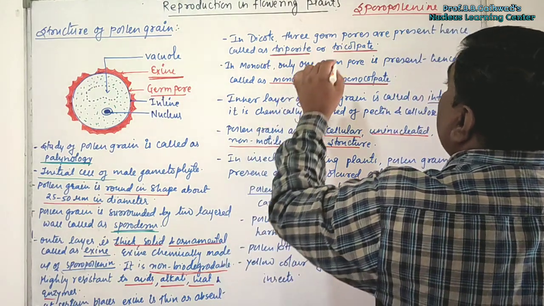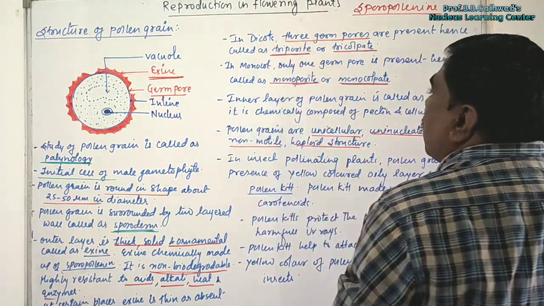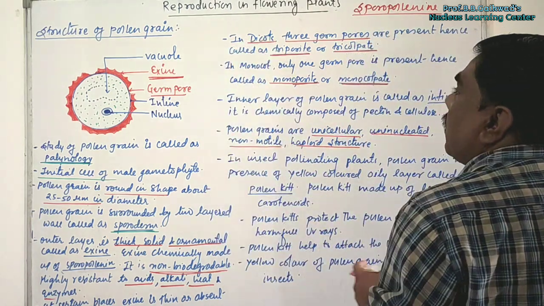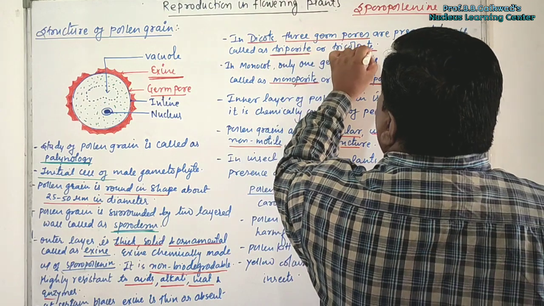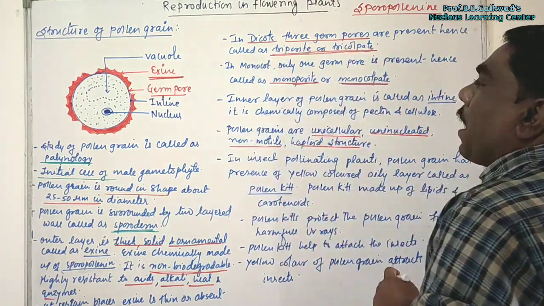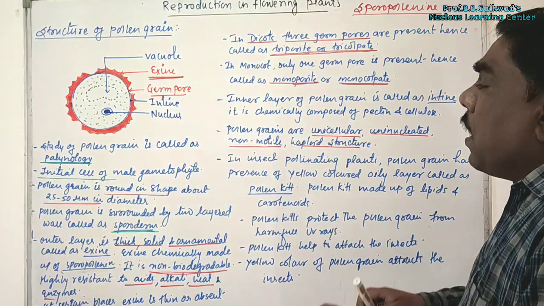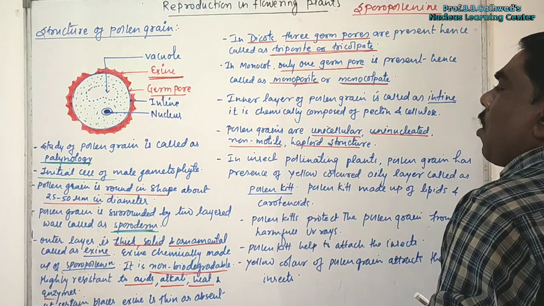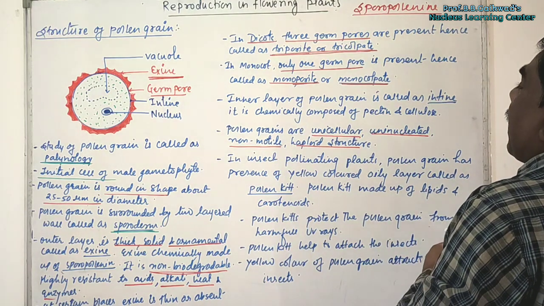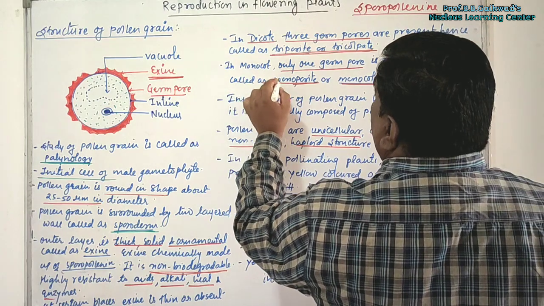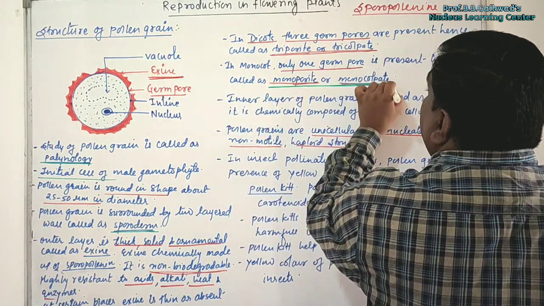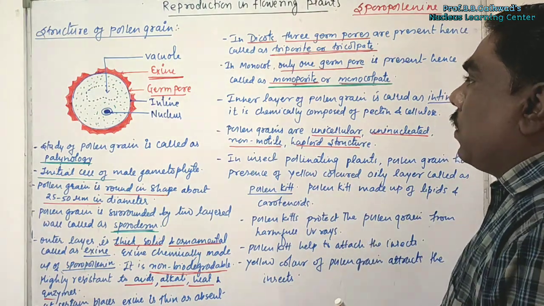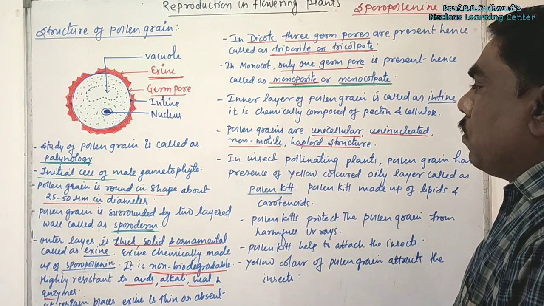तो 3 germ pores are found in a dicot, and hence the dicot pollen grains are called as tricolpate or triporate. Whereas मोनोकॉट्स में एक ही germ pore प्रेजेंट होता है. So in monocots only one germ pore is present, and hence the pollen grain of monocot is called as monoporate or monocolpate. This is somewhat important, triporate and monoporate.